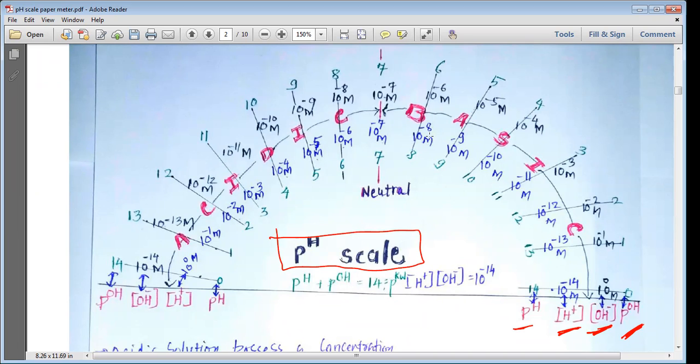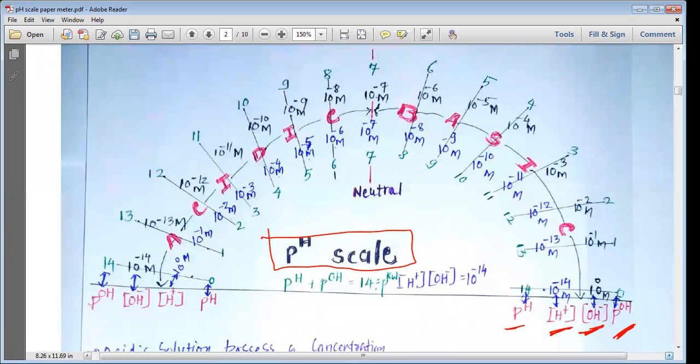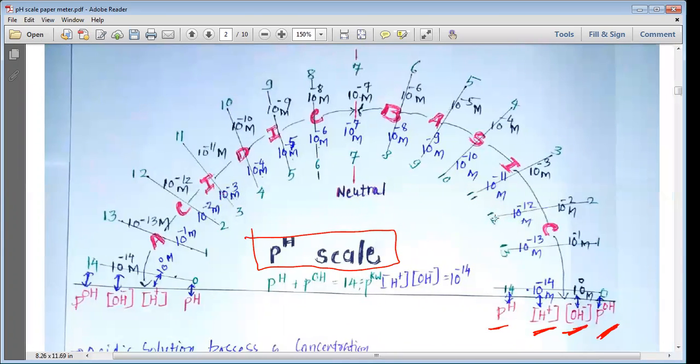I hope you all can see the pH scale on your screen. Dear students, can you see the pH scale on your screen? Yes, sir. Everybody? Yes. Yes, sir. I hope it can be seen on your screen, and that is what we are now going to start studying.